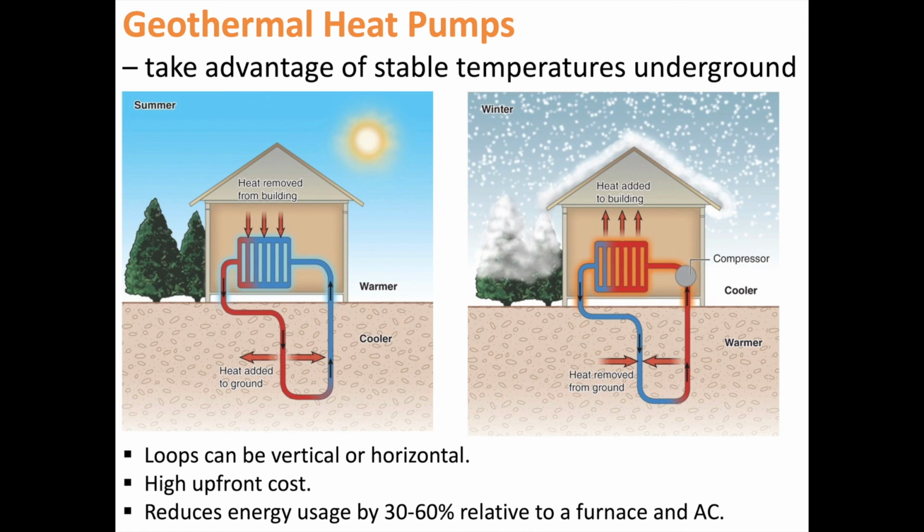The systems can be expensive to install, $12,000 to $30,000 for a typical home, but once it is in place, energy usage drops 30 to 60% relative to a conventional gas furnace and air conditioning unit. And geothermal heat systems aren't just useful for homes. Kent State's architecture building has 131 geothermal wells, each 405 feet deep. This lowers the overall energy footprint of the building.